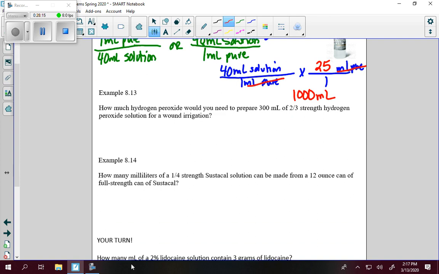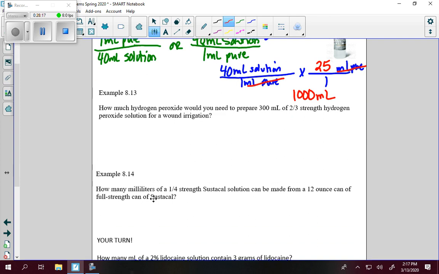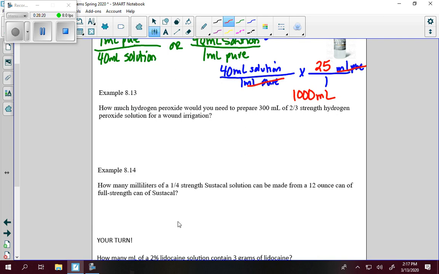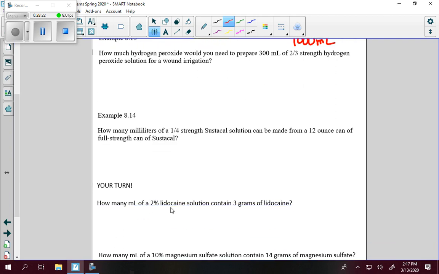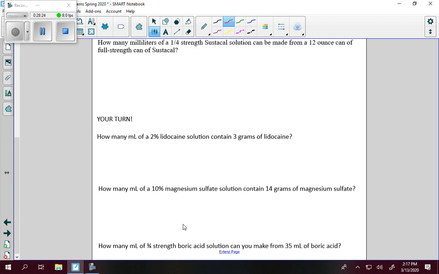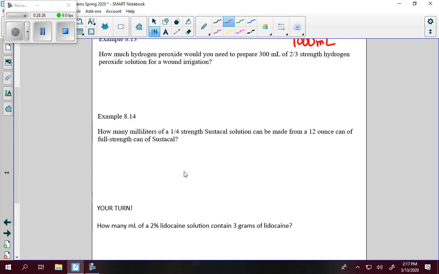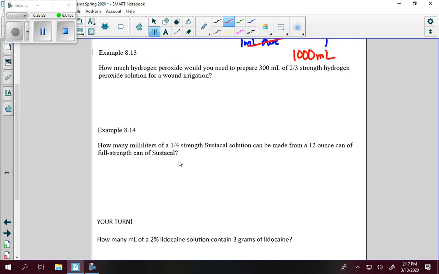What? That is awesome. So the next one I'm going to do is how much hydrogen peroxide would you need to prepare 300 milliliters of a 2/3 strength hydrogen peroxide solution for wound irrigation? So what you're going to do now is find the strength as a fraction, ratio, or percent, and I would have 2 to 3 then.